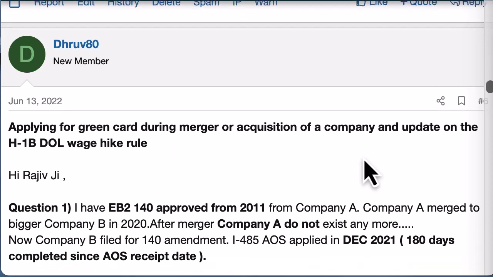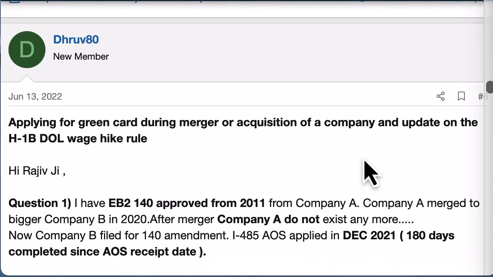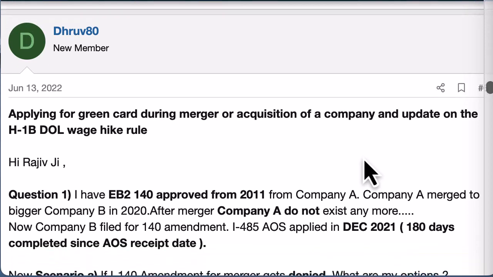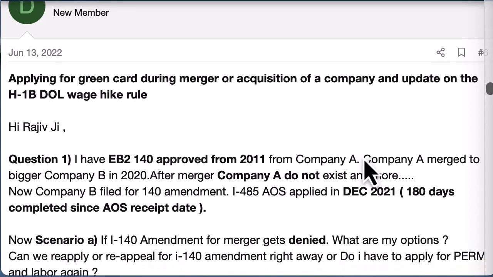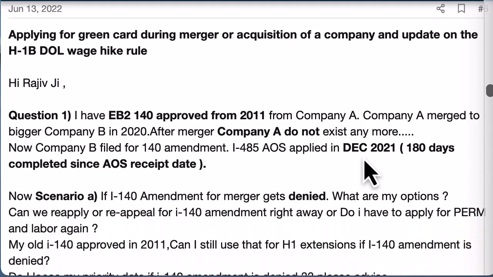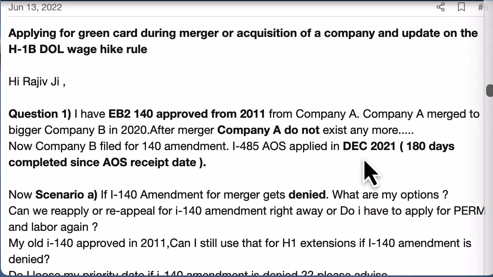Okay, this one. Applying for a green card during a merger or acquisition of a company, an update on the H-1B dual wage hike rule. So the wage hike rule was put in the freezer. For now, that's not an issue. And I can't really answer these questions because it's going to take me a long time to do that. But I can give you the general law, and hopefully that will help you.